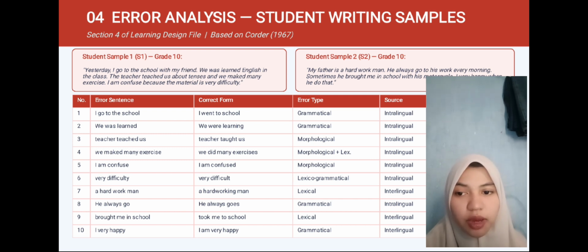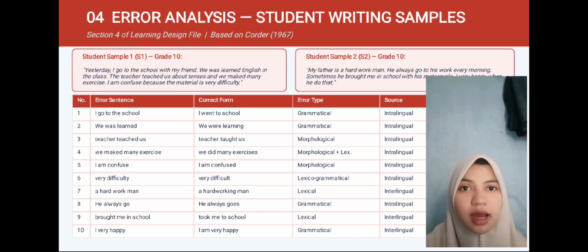The next is we make many exercise. The correct form is we did many exercise. This is a morphological plus lexicogrammatical error. So this is overgeneralization of the -ed suffix to the irregular verb make. Also, do exercise is the correct collocation.